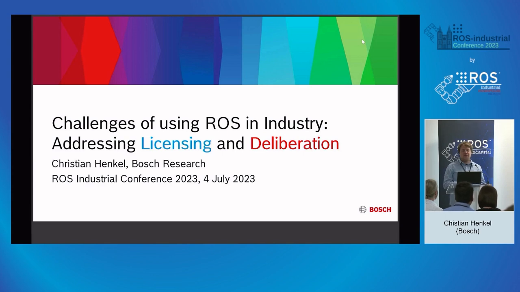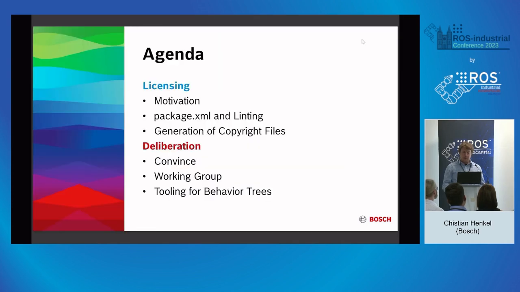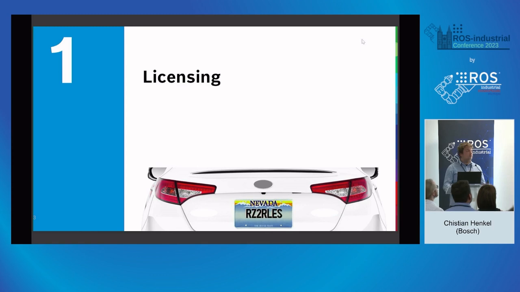And so, as I said, I basically wanted to present a little bit of progress in both of these topics. I split them up into the blue topic licensing and the red topic deliberation. In licensing, I first will talk about the motivations, why we do this, or what the issue is, about special issues with the package XML, and in deliberation about our publicly funded project Convince, and about the working group, and then some tooling for behavior trees. So let me start with licensing.